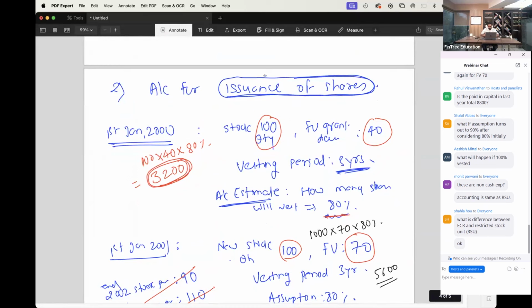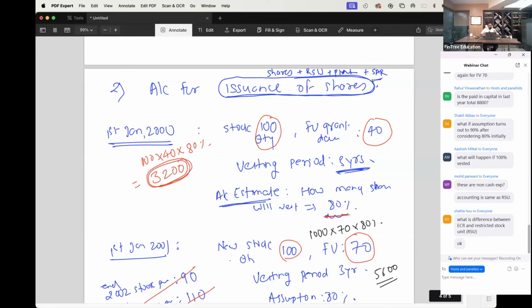Now, what kind of shares can I give? I can just give plain vanilla shares. Or I can give RSUs. RSU stands for restricted stock units. They're nothing but shares, but you don't have voting rights. Or I can give them phantom stocks. Or I can give them stock appreciation rights. Whatever it is, it doesn't matter.